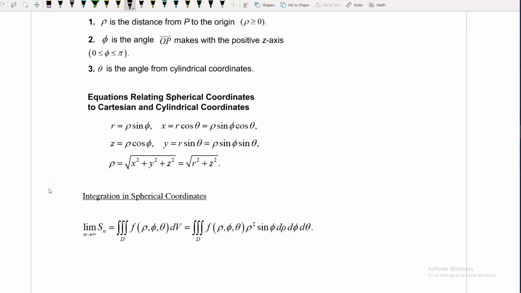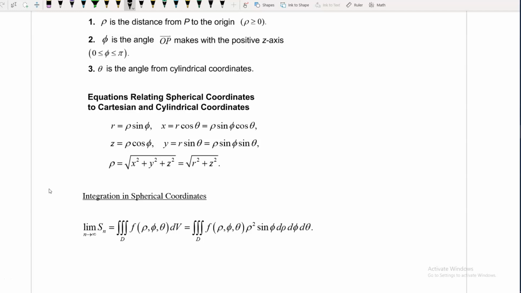And here we have equations relating spherical coordinates to Cartesian and cylindrical coordinates. r is equal to rho sine phi, x equal to r cosine theta, and that is equal to rho sine phi cosine theta. z is equal to rho cosine phi, y is equal to r sine theta, and that is equal to rho sine phi sine theta. Rho is equal to the square root of x squared plus y squared plus z squared, and that is equal to the square root of r squared plus z squared.